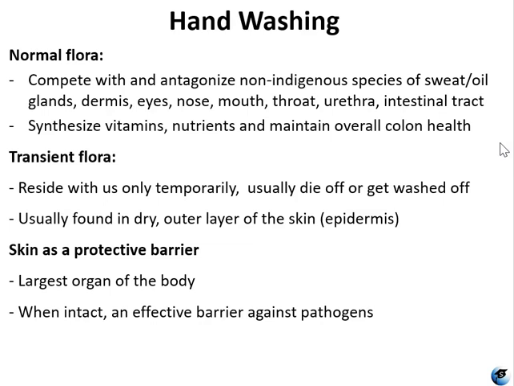Normal flora is essential for intestinal health, digestion, and it also produces some vitamins that humans can't produce. For example, vitamin K and B12. Some normal flora can also produce their own antibiotics, which kill some non-indigenous species, including species that are pathogenic to humans. Transient flora are temporary residents of the human body.